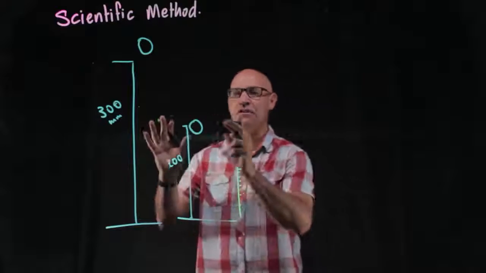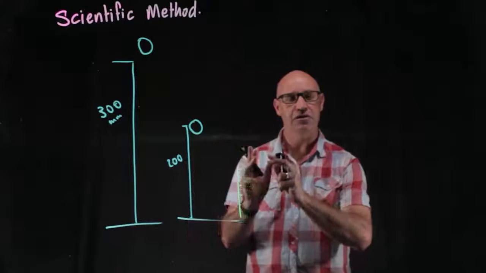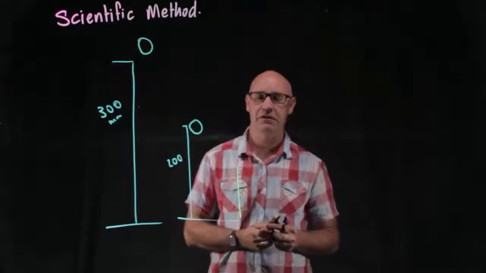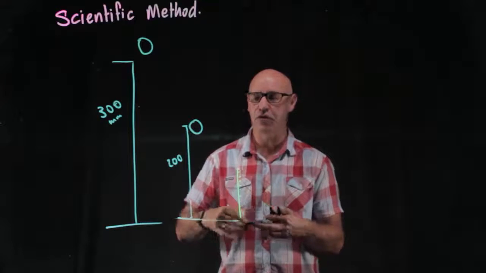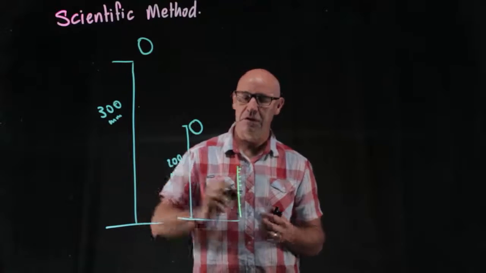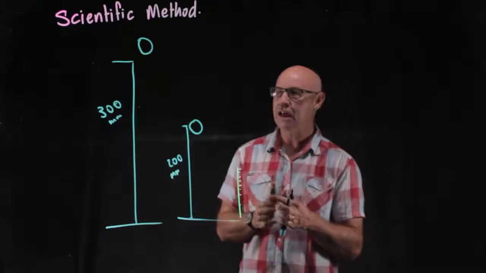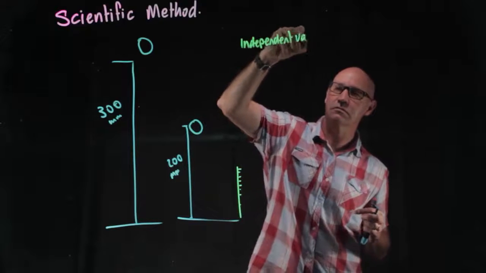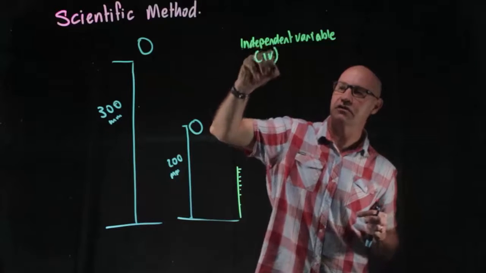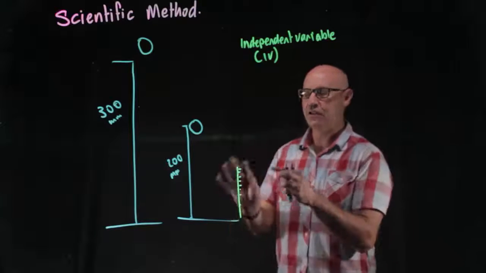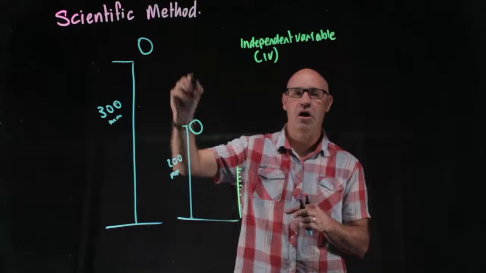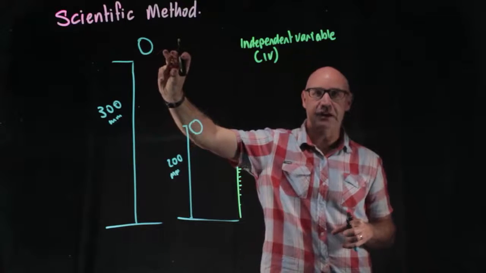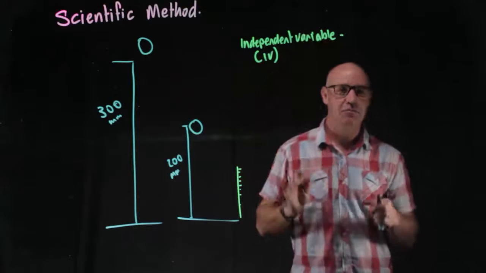So in this experiment we have changed one thing between our different trials. We're doing a trial at 300 millimeters and we're doing a trial at 200 millimeters. So what is it that we're changing? That is what we call our independent variable. The variable we change is called the independent variable, and in this case it is the height of the ball, the height that the ball is released at. Our independent variable is the variable that we change.